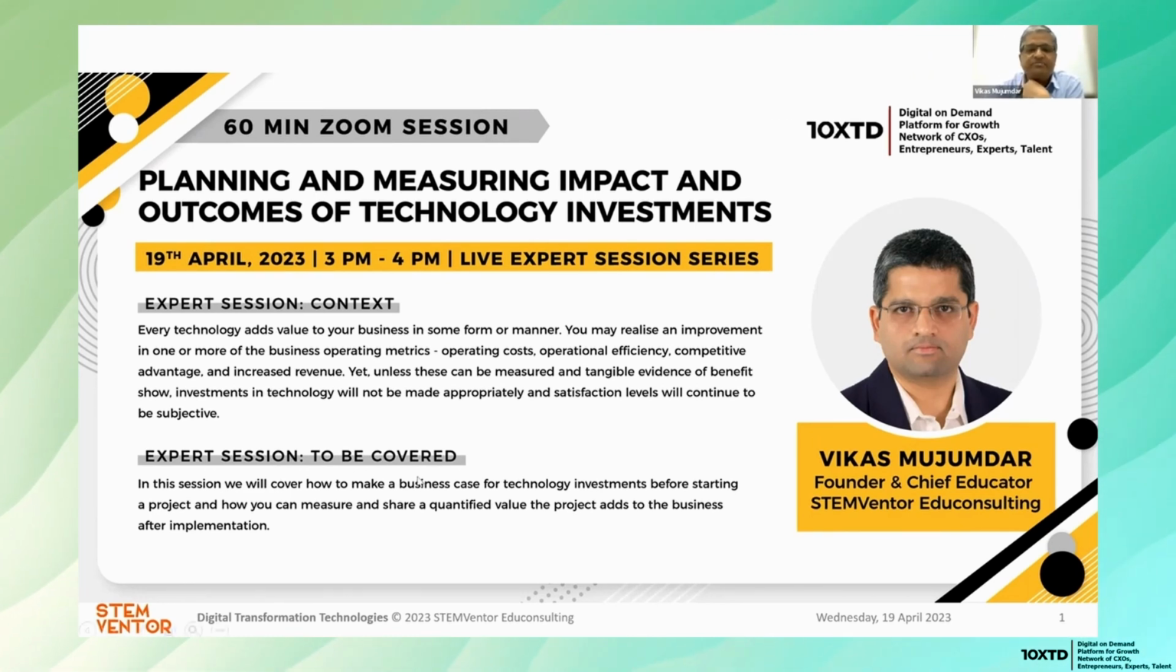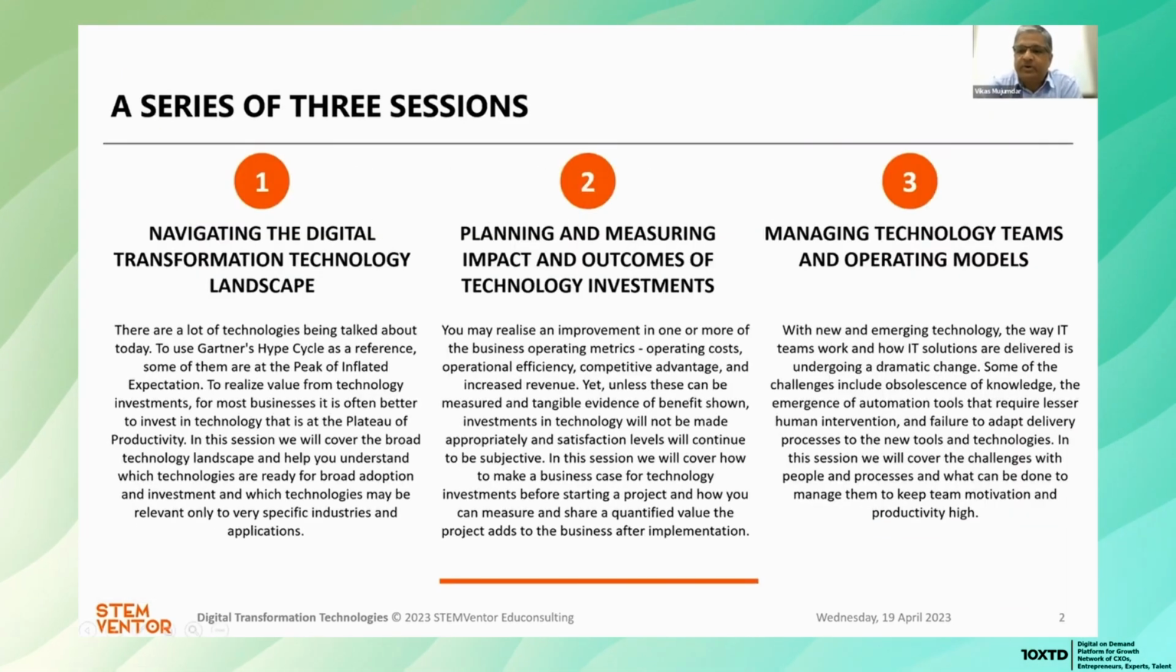This is actually part 2 of a 3-part series that we're doing. In the first part, we covered the digital transformation technology landscape. Basically, in that, we talked about what are the available technologies and what would be the right approach for any business to decide on adoption. It's not like every technology is relevant to every business, and it costs money to invest in those technologies. So the best approach is to see what is relevant for you and what will give you the most return on your investment. So that's what we talked about in the first session.